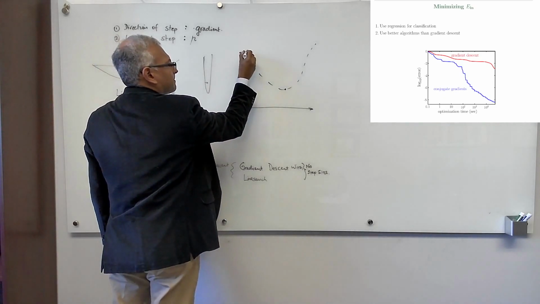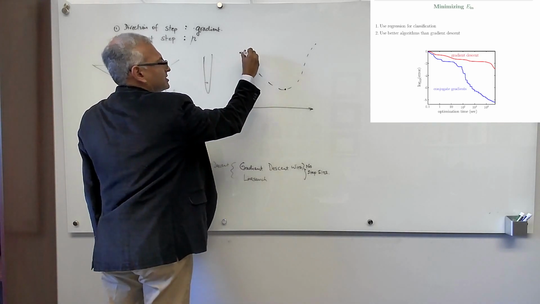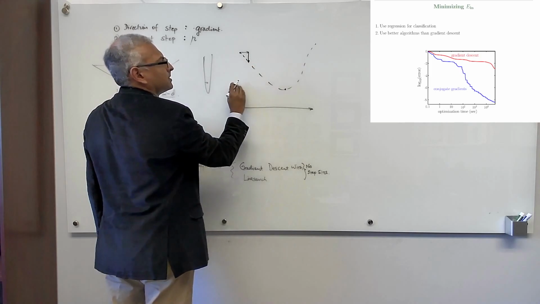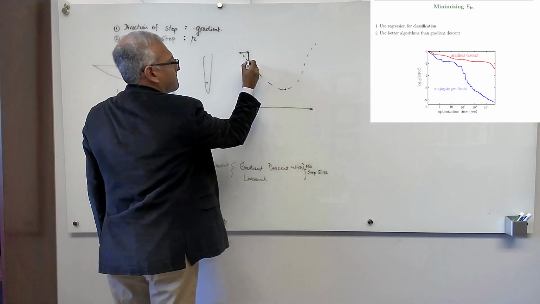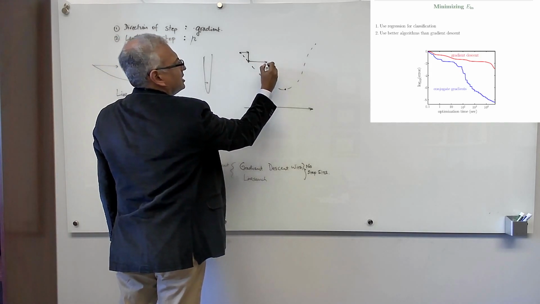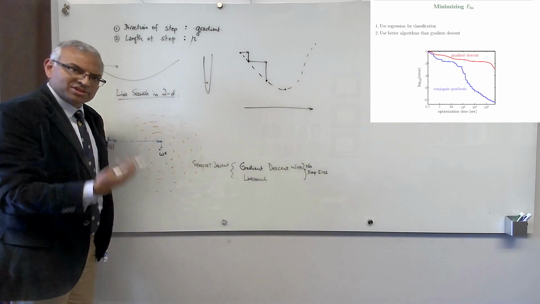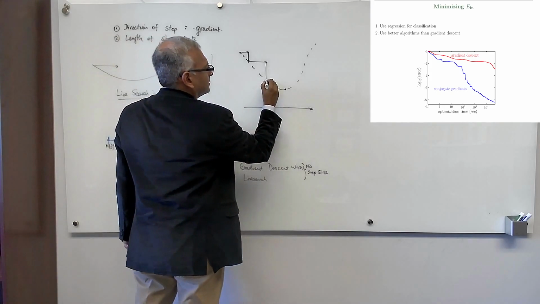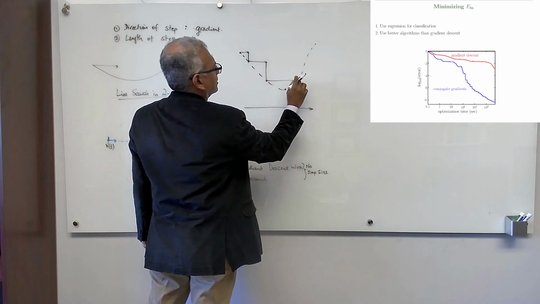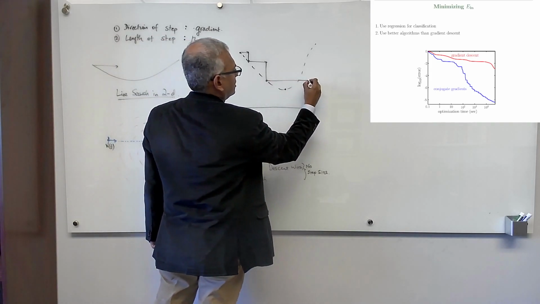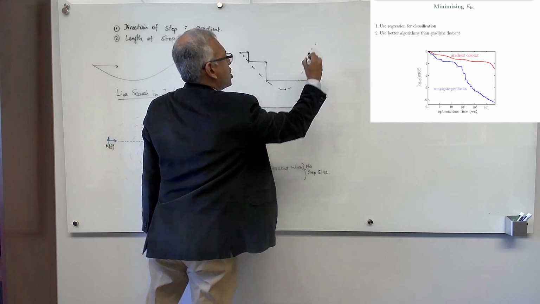We take a step. Did we decrease? Yes, we decreased. Now double the step. Did we decrease? Yes, we decreased. Now double the step again. Let's say we doubled the step again, so we got here. So now did we decrease? No.